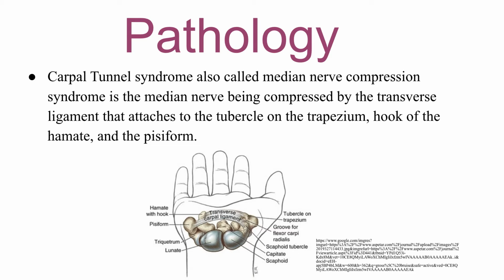Pathology. Carpal tunnel syndrome, also called median nerve compression syndrome, is when the median nerve gets trapped underneath the transverse ligament. As you can see, it's a very tight space in my picture, where it connects to the bones. That little space underneath the ligament is where the median nerve runs. It's a very, very small compartment.